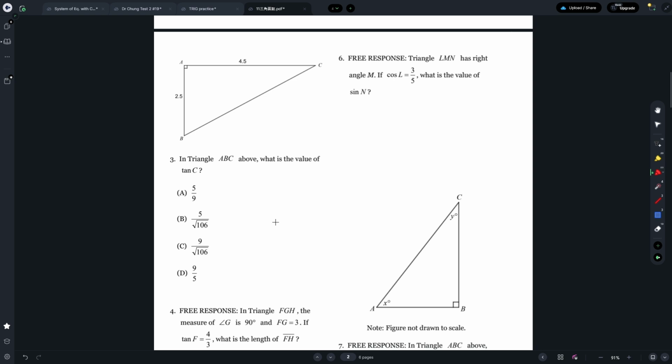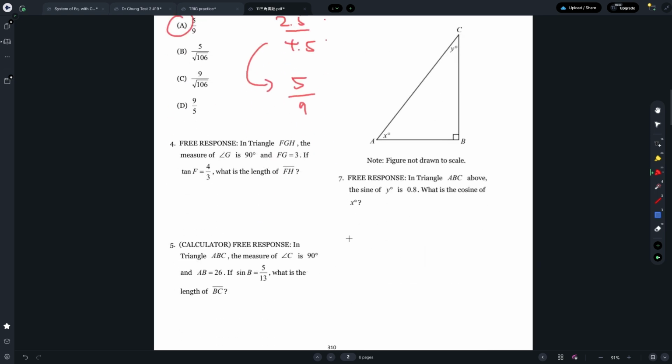Number 3, in triangle ABC above, what is the value of tan C? So now, if we bring SOH CAH TOA, TOA, we have TOA for tan. And it's opposite over adjacent. There's no hypotenuse involved. So tan C, we can see here, opposite is 2.5 over adjacent, which is 4.5, 2.5 over 4.5. Which is also equal to 5 over 9 if you multiply both sides by 2.